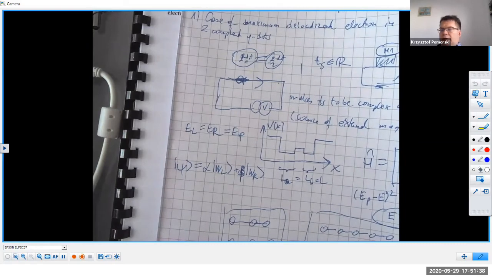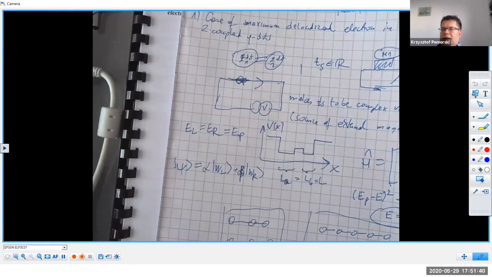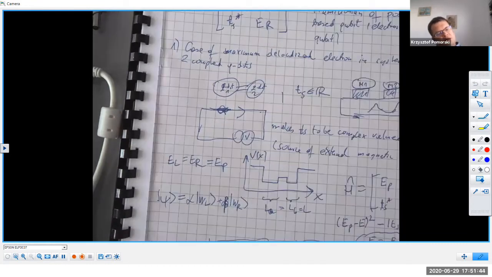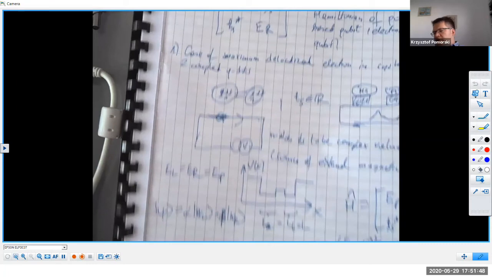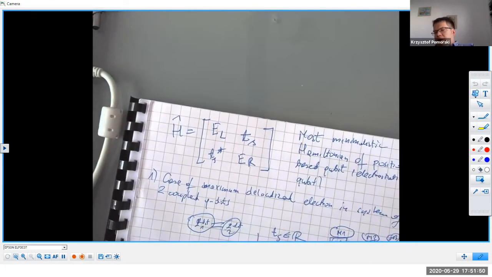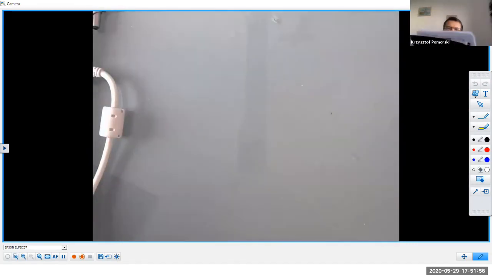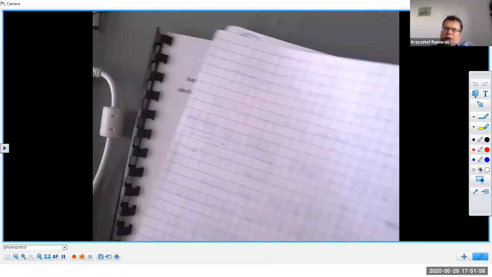Now let us move to the case of interacting qubits, and then I will briefly describe this concept.